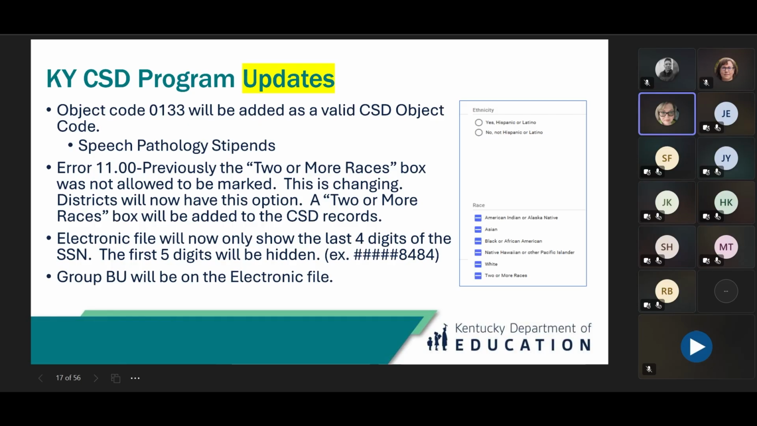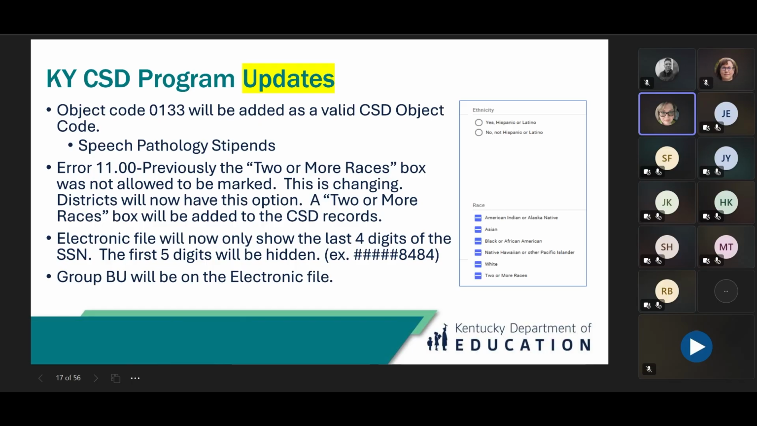There have been times when 0133 was used by districts because it didn't pull in originally, for some miscellaneous job salary records that you didn't want to pull into the CSD report. So you might watch for that object code for people that you didn't want to pull into the CSD records, and you can simply delete them out before you create your electronic file. We'll talk more about that later.